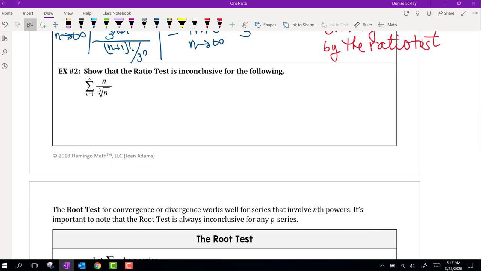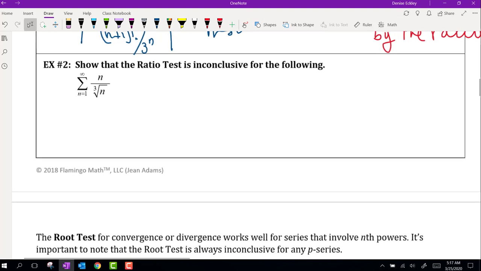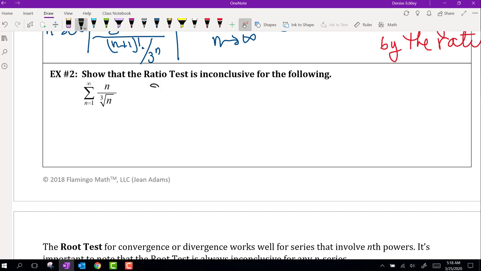In example 2, we're supposed to show that the ratio test is inconclusive for the following series. One good thing is that these are all n's, so it'll make it easier to simplify a little bit. We want to show that the limit as n approaches infinity of a sub n plus 1 over a sub n equals 1. That's what we want to do. So let's go ahead and do that.